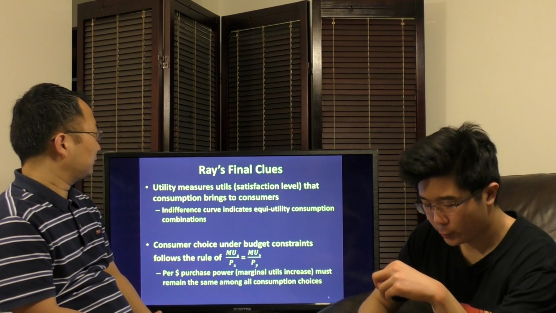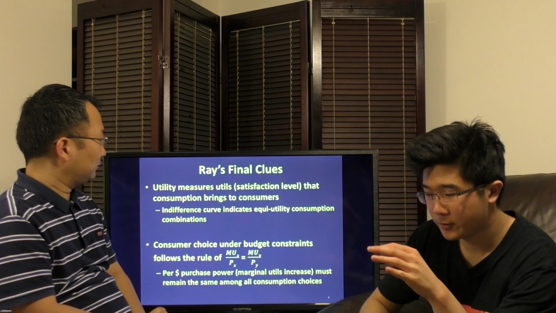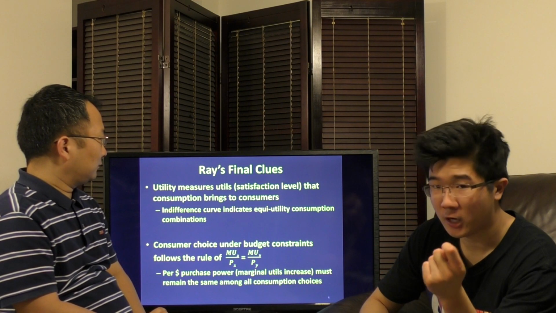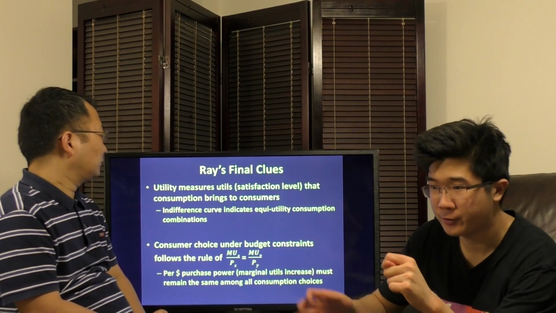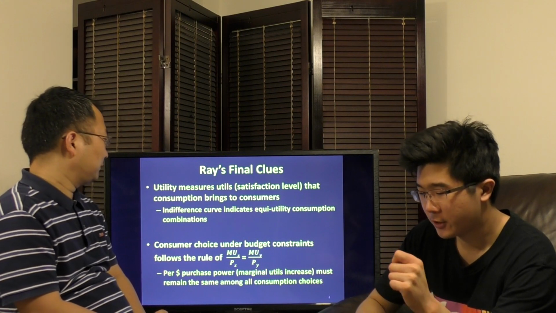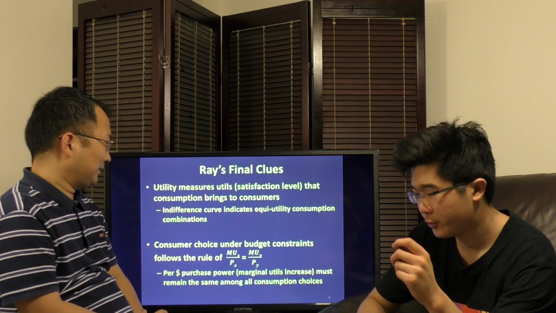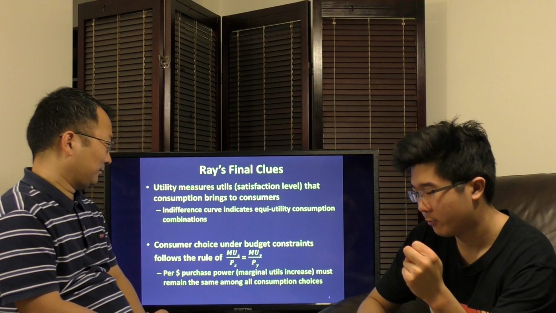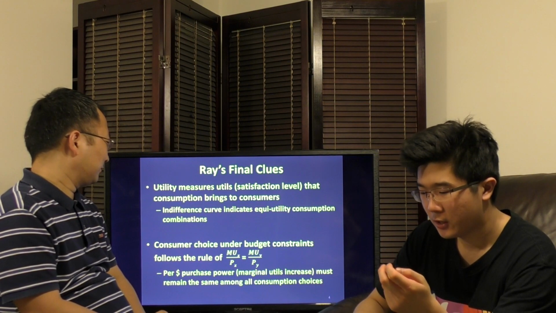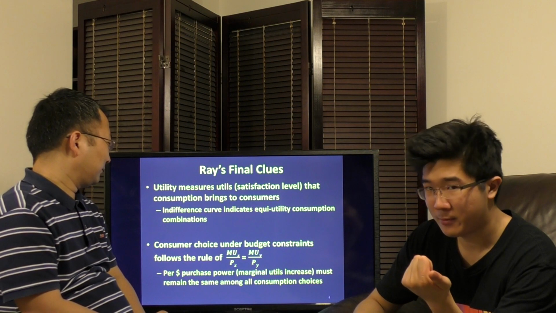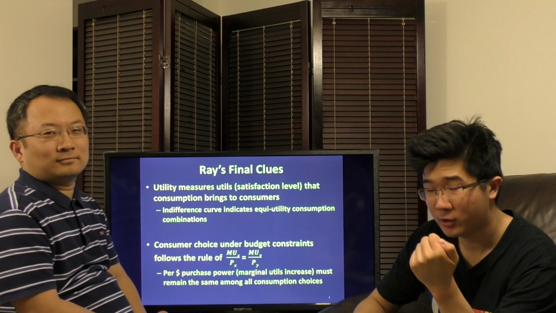And so for final clues, utility is measured in utils, the satisfaction level that consumption brings to consumers in this theoretical model. So indifference curves mean equal utility consumption combinations; all combinations of goods on the indifference curve have the same total utility, where U equals the multiplication of two goods. Consumer choice under budget constraints, as we talked about before, follows the marginal utility function: marginal utility of good X over price X equals marginal utility of good Y over price Y, as Michael mentioned. This maximizes the utility of each good per dollar, so per dollar purchasing power must remain the same to maximize total utility and draw the most purchasing power out of the dollar for purchasing both goods.